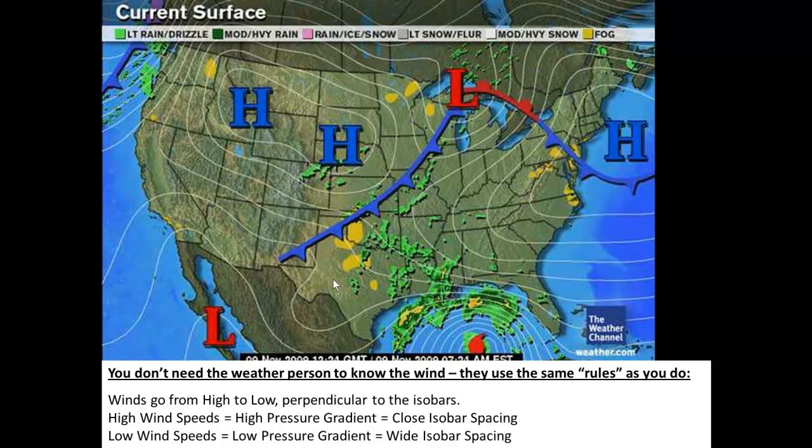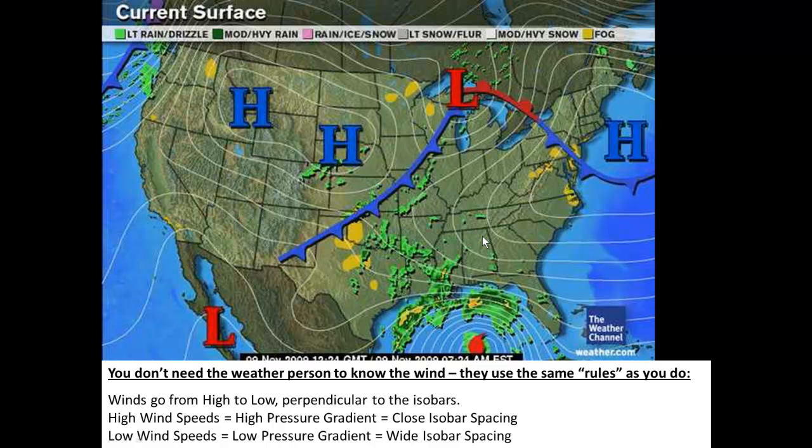You can play the same game on a real weather map. Here's a real weather map. You don't have to be a fancy weather person on TV to figure this one out. You can do the wind prediction. They use the same rules as we do. Rule 1, winds go from high to low, perpendicular to the isobars. High wind speeds you get from a high pressure gradient, and you see that by a close isobar spacing. Low wind speeds require a low pressure gradient and a wide isobar spacing.